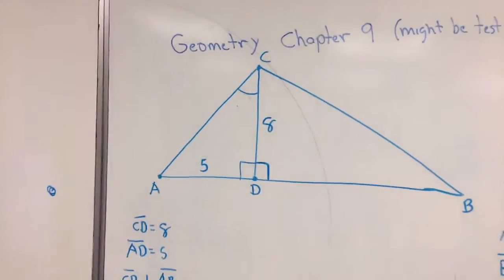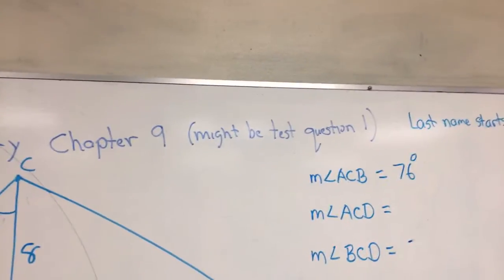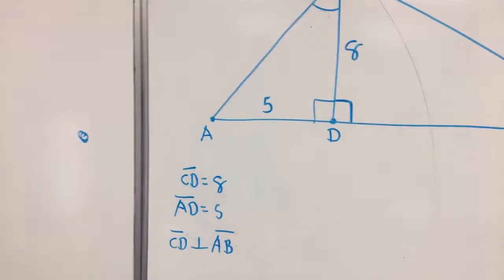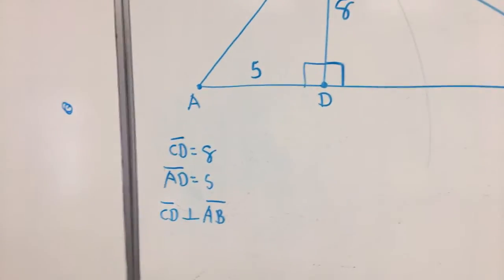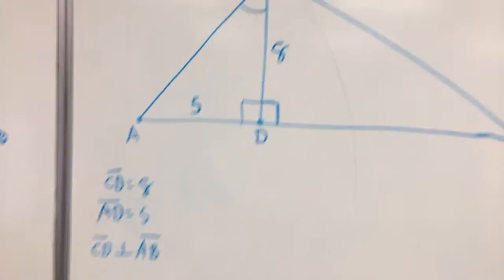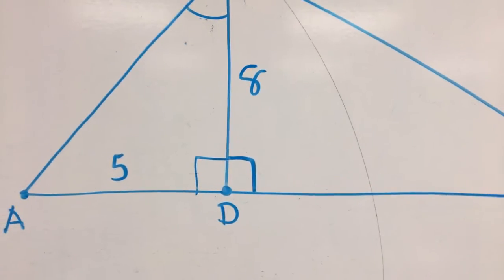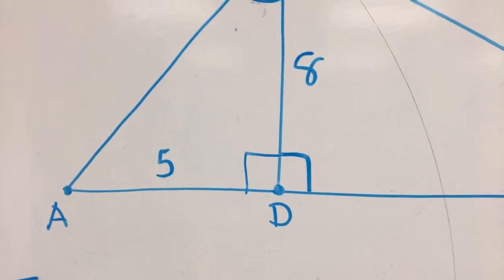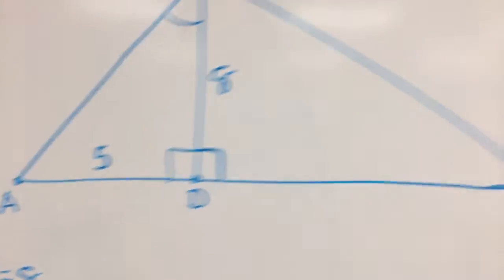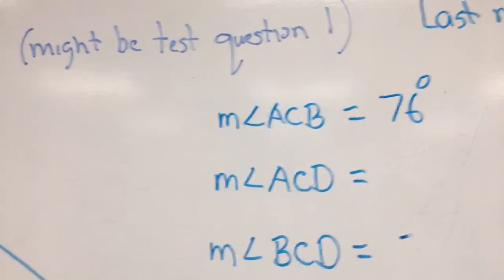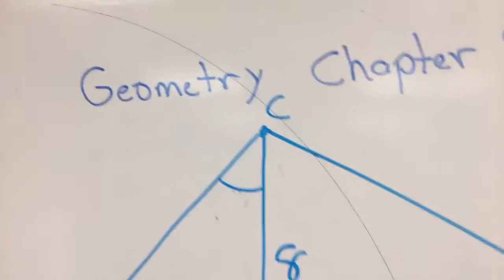You might recognize this. It's probably test question number 1. This is what we start with. We are given three things. We are given that the length of CD is equal to 8, the length of AD is equal to 5, and that CD is perpendicular to AB. What I did is put the two 90-degree indicators up there to show that I have two right triangles, basically. What I need to find is the measure of angle ACB. In other words, this big angle here.